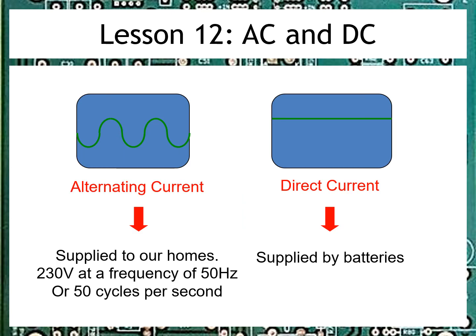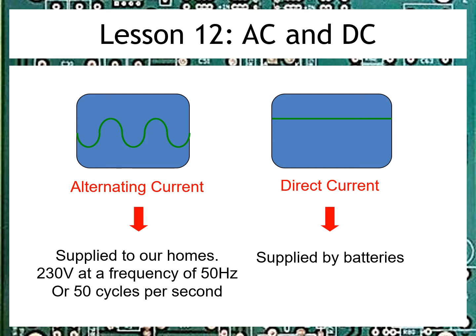Okay, so let's start with the difference between AC and DC. AC stands for alternating current, and this means it's the direction of the current which is alternating. So the current will flow one way through the circuit and then the other. If we look at a CRO trace, where it's above the line there, we've got positive direction, and then it switches and goes in a negative direction.